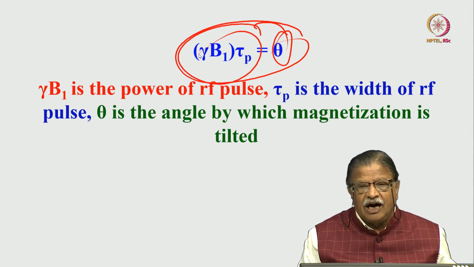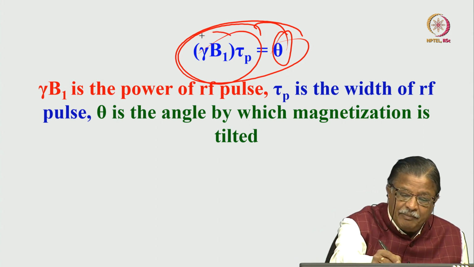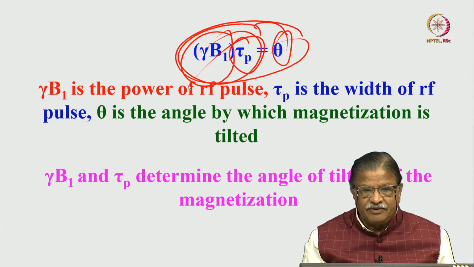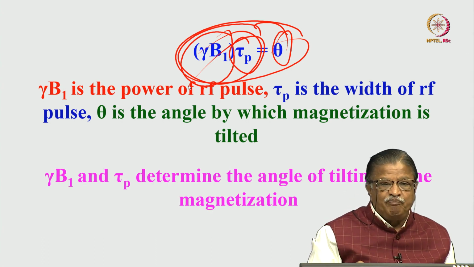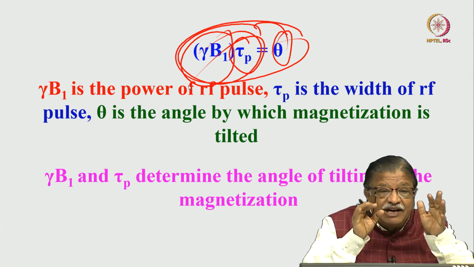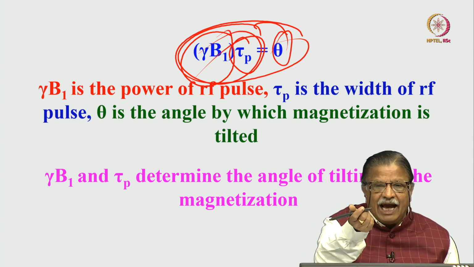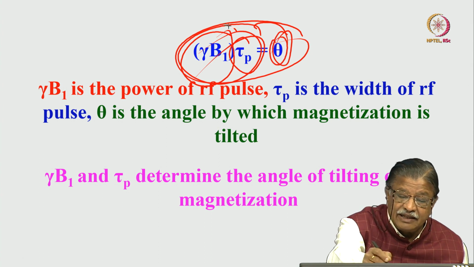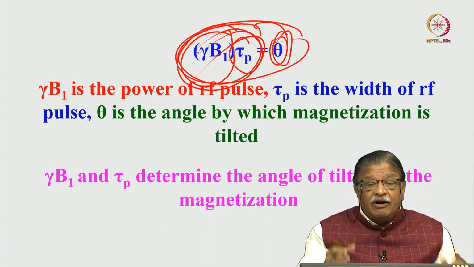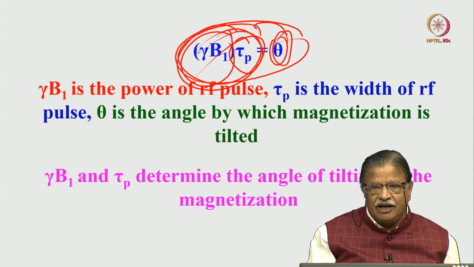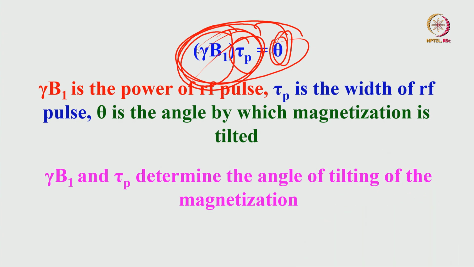Okay. This is called gamma B1 into Tp. Gamma B1 is called the RF power, Tp is called the pulse width. So, it means the power and the pulse width define the angle of tilting of the magnetization. If I have to tilt the magnetization by any angle theta, then I have to play with the RF power and I have to play with the pulse width. If I can do that, I can tilt the magnetization from the z axis to any angle. Okay, that is what we can do.